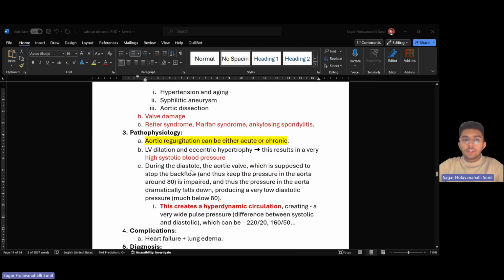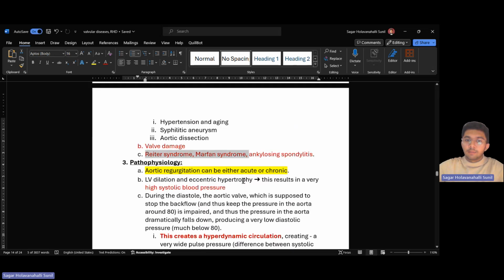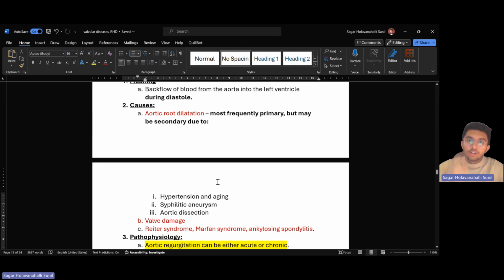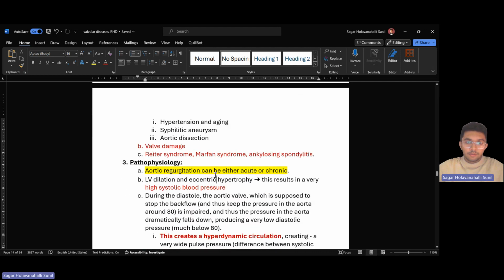When you talk about aortic regurgitation, it can either be acute or chronic. Now, when there's left ventricular dilatation and eccentric hypertrophy as a result of increased volume of blood within the left ventricle, this results in a very high systolic blood pressure, because the eccentric hypertrophy can cause a very strong force onto the blood, and therefore the blood can get ejected at a much higher rate and power.